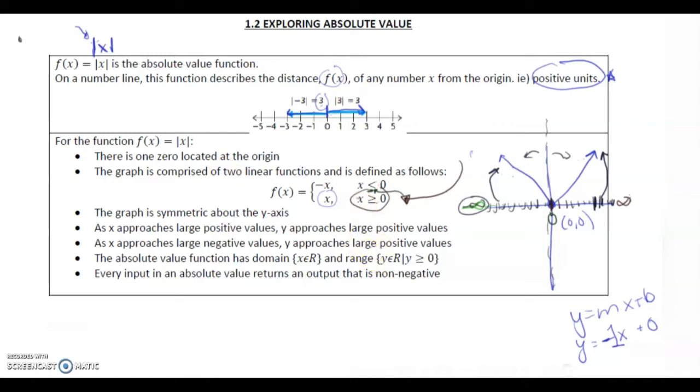Okay, when we look at domain and range, we have a domain of x ∈ ℝ and a range of y ∈ ℝ such that y is greater than or equal to 0. We use the word start, but it doesn't really start there; the bottom number is 0 and then the y values are increasing. And every input in an absolute value returns an output that is non-negative. So therefore, no matter what, it's positive.